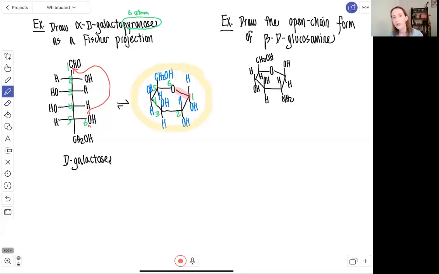And much like with the first example problem, if you haven't already tried to work this on your own by hitting pause, I would recommend you do that and then hit play to check your work. So we are looking at drawing the open chain form of beta D-glucosamine. And the structure that I have drawn for you below that is similar to a structure that you might see on the quiz is that of beta D-glucosamine.